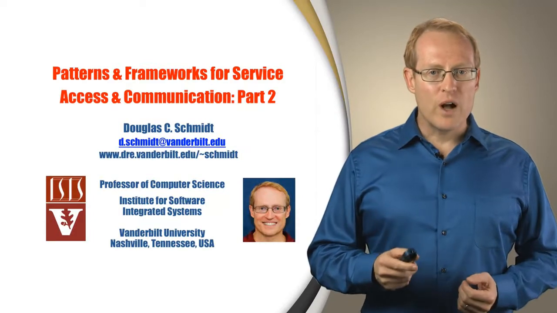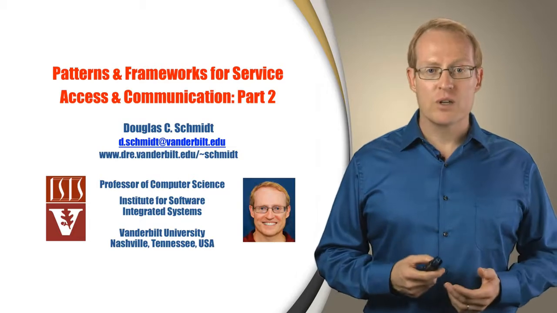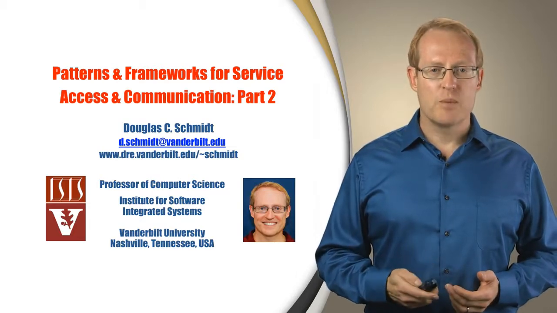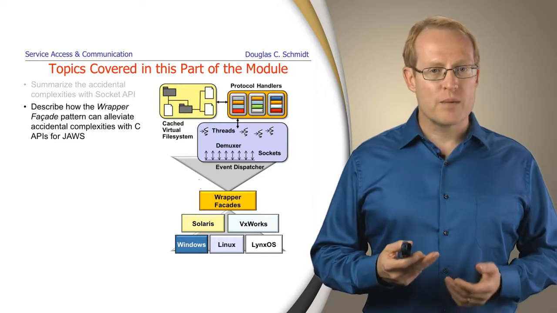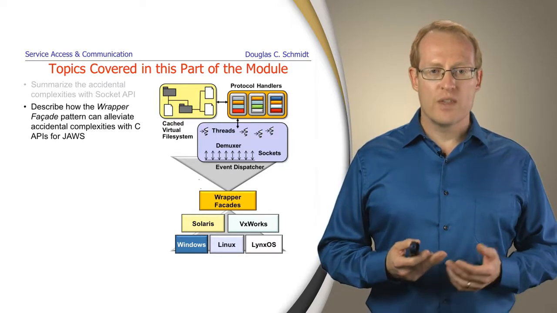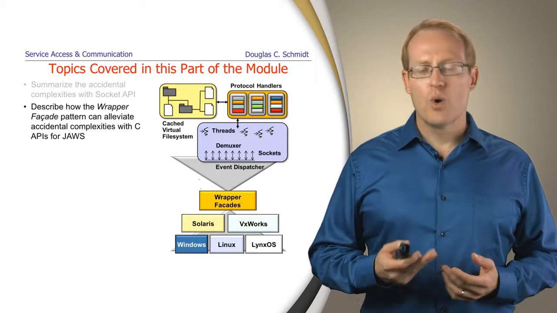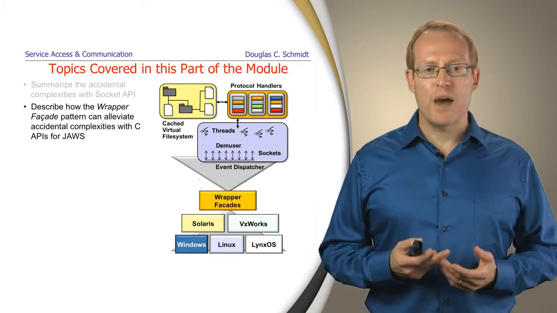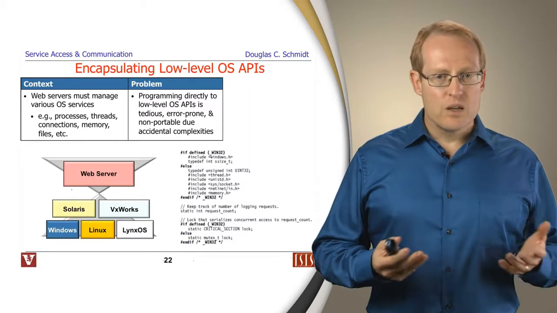Hello, and welcome to part 2 in the module that talks about patterns and frameworks for service access and communication. In the previous part of this module, we summarized some of the accidental complexities with the C-level socket API. In this part of the module, we're going to describe how the wrapper facade pattern can help to alleviate these accidental complexities. So what's the problem?